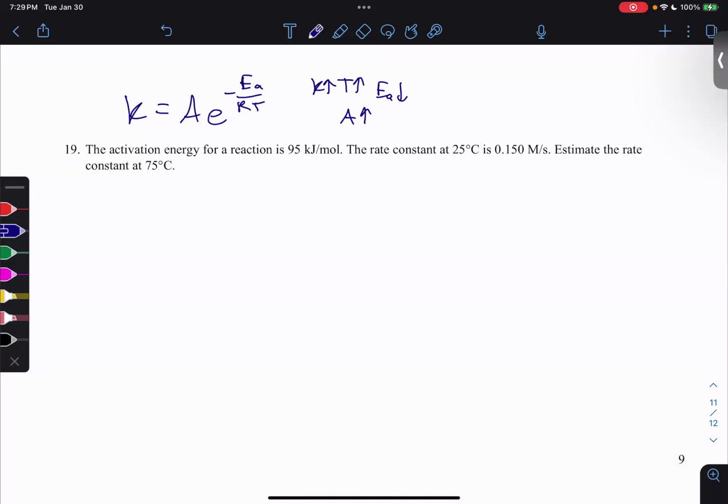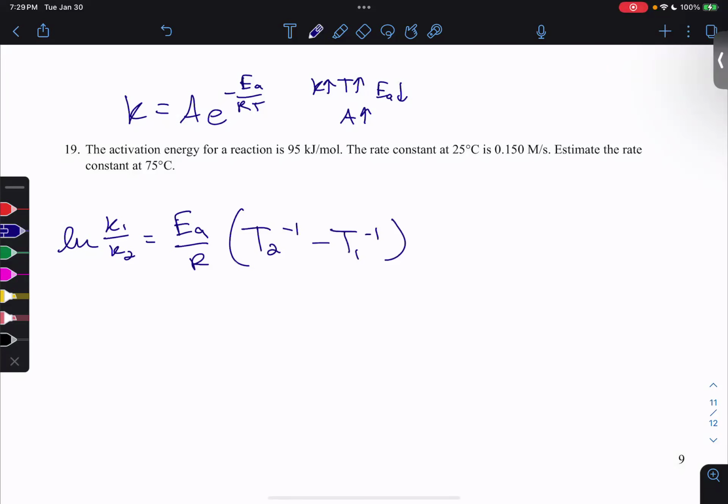But experimentally, how we determine rate constant is either using the linear form of the Arrhenius equation or the 2-point form of the Arrhenius equation, because 2 points will always make a line where they're related by activation energy. So the 2-point Arrhenius equation says natural log of the ratio of k1 over k2 equals Ea over R, T2 to the -1 minus T1 to the -1. Those are just 1 over temperatures.